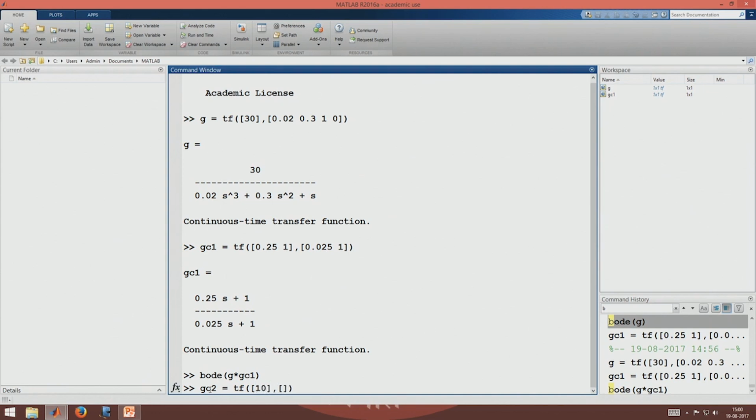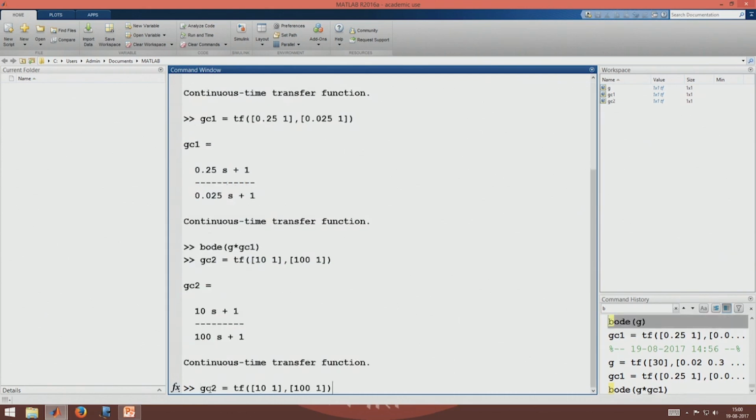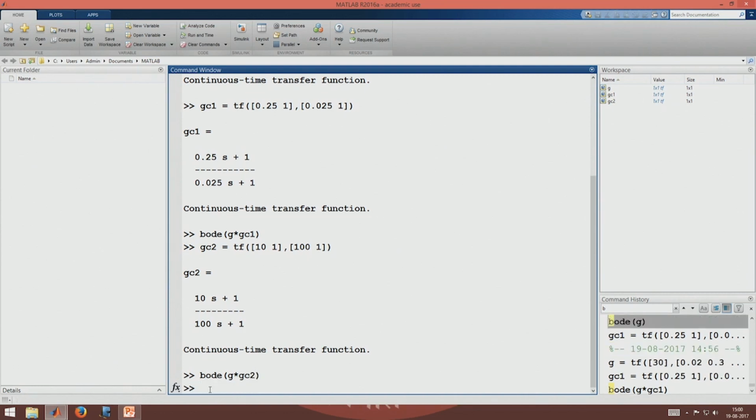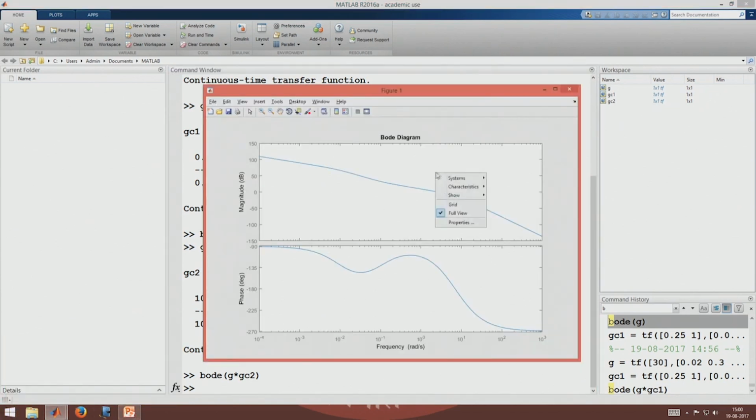So I have 10 j omega plus 1, 101. Okay, now if I do the Bode plot of this plant with the lag compensator, it looks something like this. Okay, there it is, and I am looking at the stability margins. I see that my phase margin is quite good now. It's 42, and a good enough gain margin.